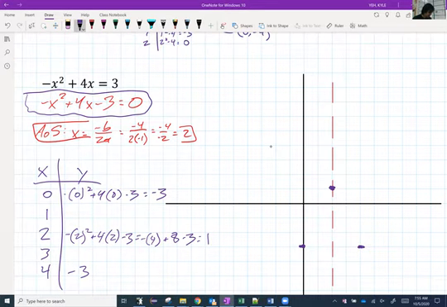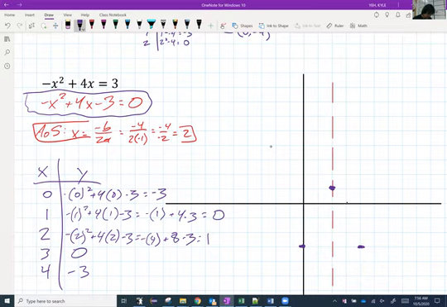So negative 1 squared plus 4 times 1 minus 3. So 1 squared is 1, got to do that first. So negative 1 plus 4 minus 3. Negative 1 plus 4 is 3 minus 3, 0. This is good news for us. We graphed it. We know our vertex. I didn't label that earlier, but that's 2 comma 1.